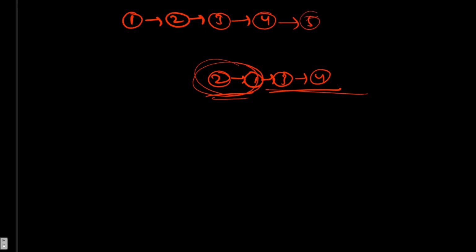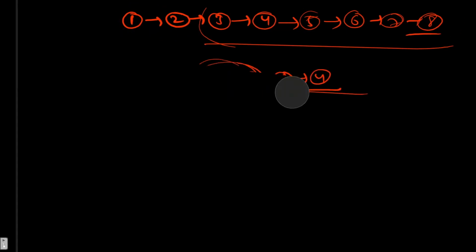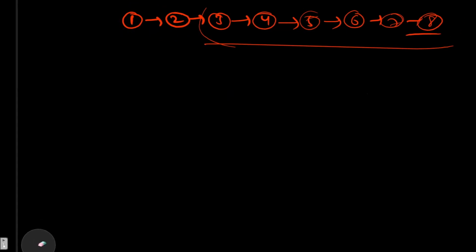This can be long also, 5 6 7 8, n number of nodes. So the rest will be taken care of using recursion. First we only have to take care of this part. Again, what we want is 2 should be pointing to 1. So we are going to take help of recursion for that.